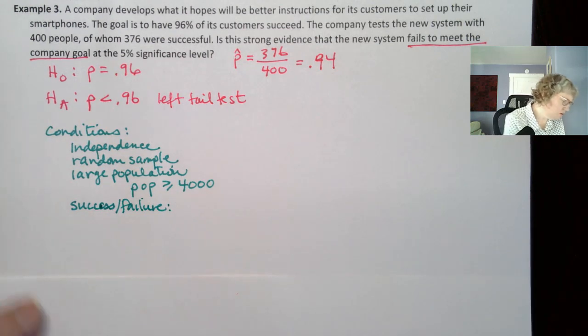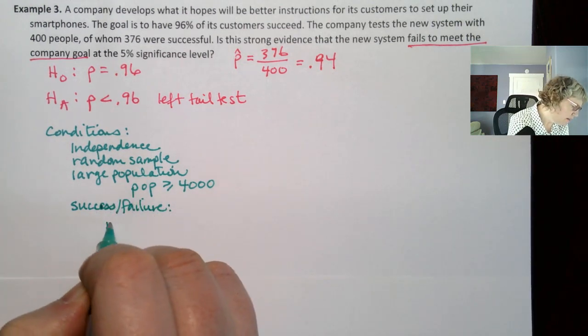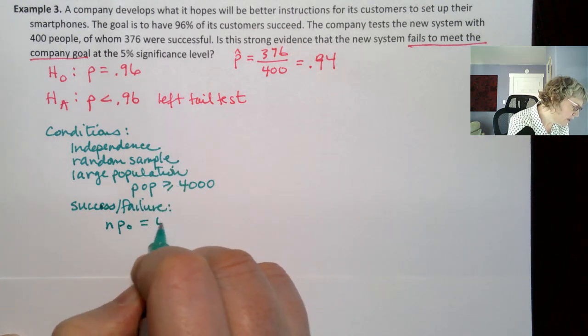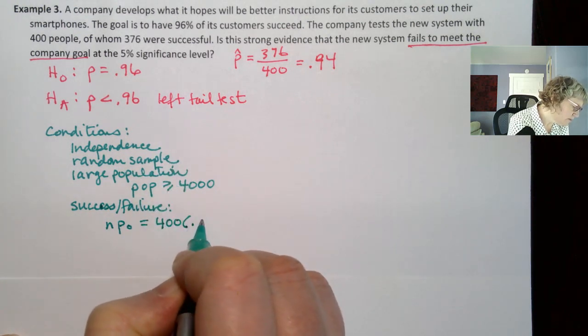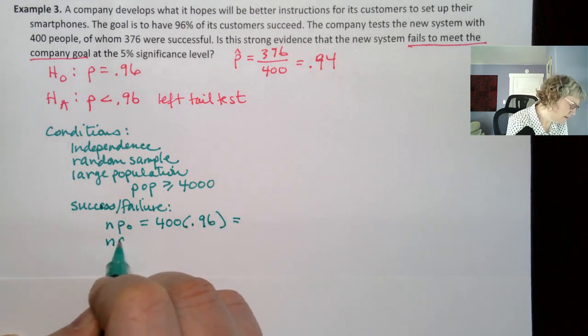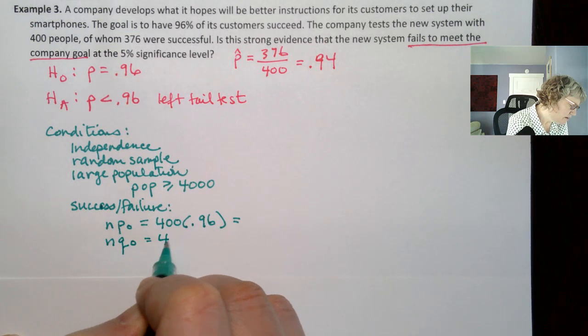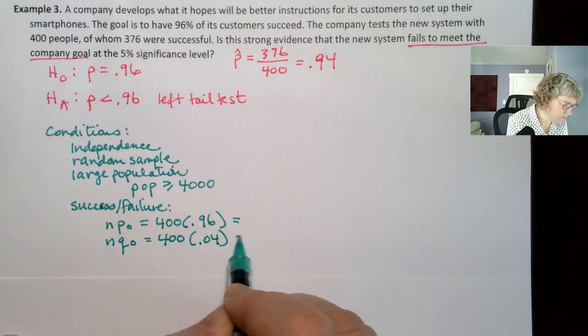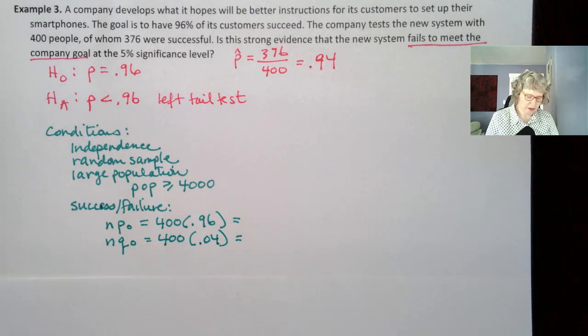NP and NQ. So N, and remember it's NP naught. So 400 is our total times 0.96. And NQ naught, 400 times, this one I can do in my head, 0.04. You can write it out 1 minus 0.96 if you want to.